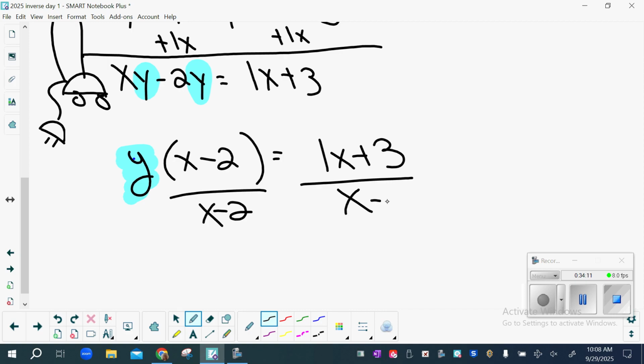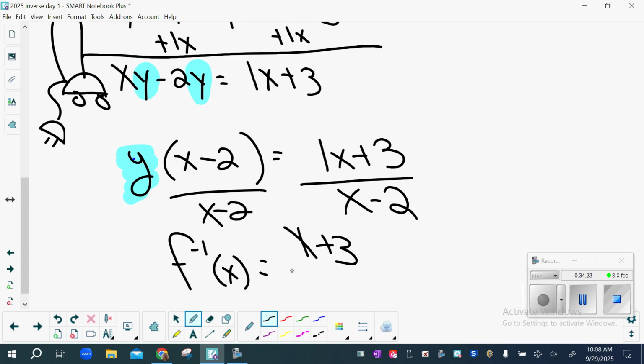We did it. Oh, wait. So F of negative 1 is X plus 3 over X minus 2. Is that a little bit crazy? I kind of love that. It's not super hard math. You just kind of keep a leap of faith and you just go for it.